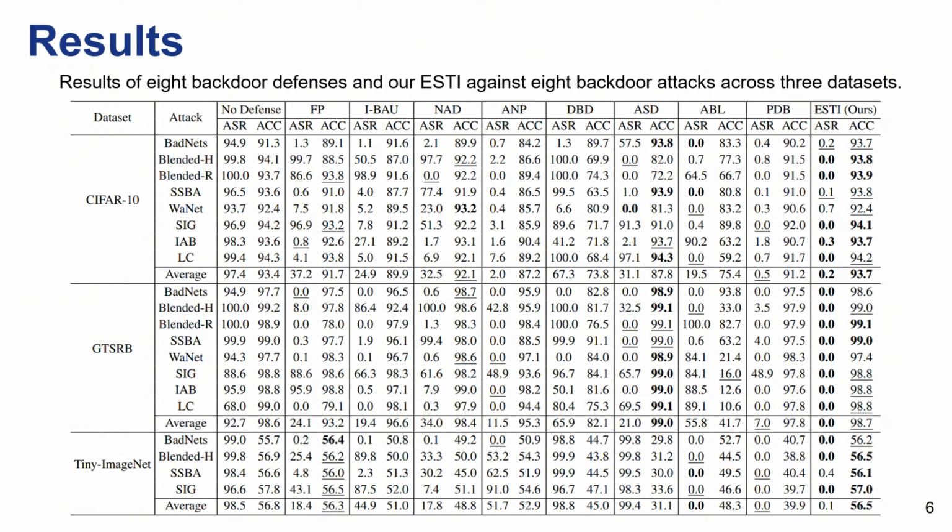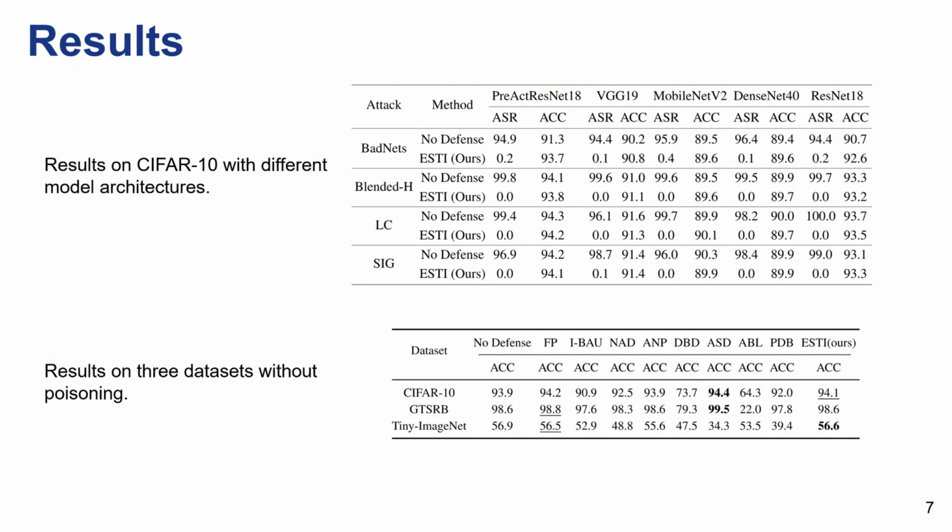Here are the results of 8 backdoor defenses and our ESTI against 8 backdoor attacks across 3 datasets. ESTI has achieved superior results in defending various attacks across different datasets, as shown in this table. These results demonstrate ESTI's generalization across different datasets and attacks. We evaluate ESTI under different model architectures. As shown in the first table, ESTI can effectively defend against different backdoor attacks across various model architectures.